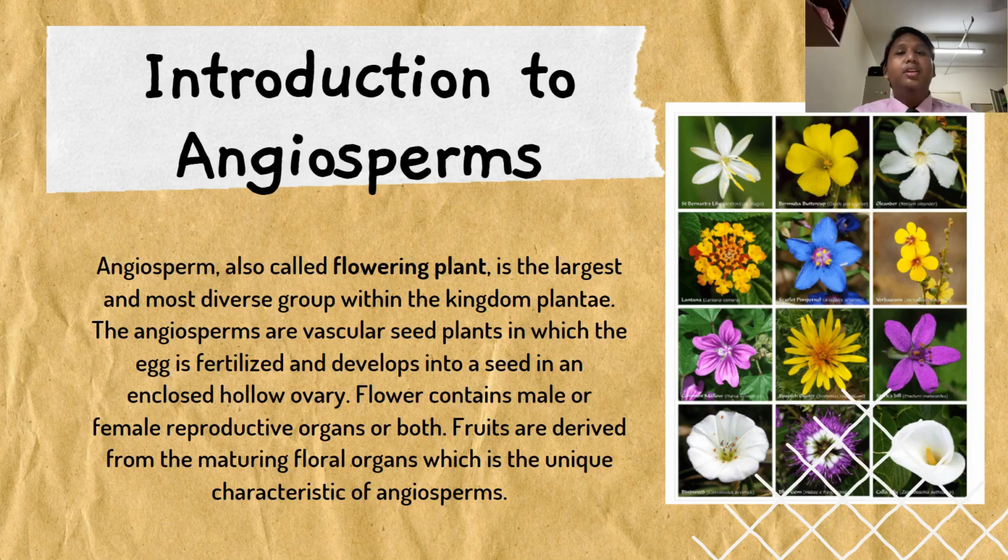For introduction, Angiosperm, also called flowering plant, is the largest and most diverse group within the kingdom Plantae. The Angiosperms are vascular seed plants in which the egg is fertilized and develops into a seed in an enclosed hollow ovary. Flower contains male or female reproductive organ or both. Fruit are derived from the maturing floral organ, which is a unique characteristic of Angiosperm.